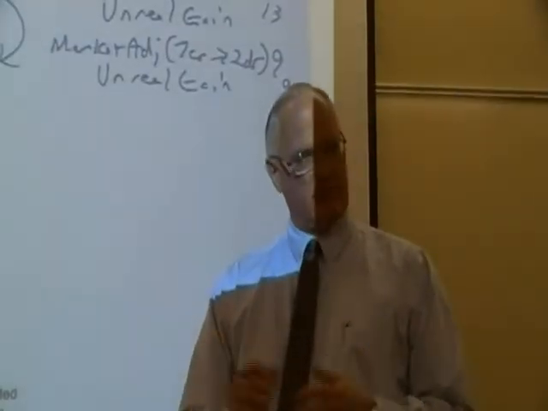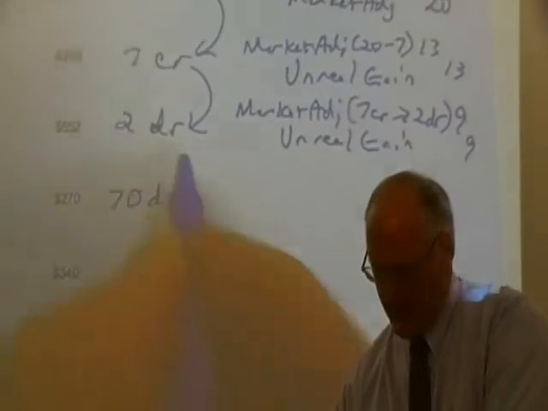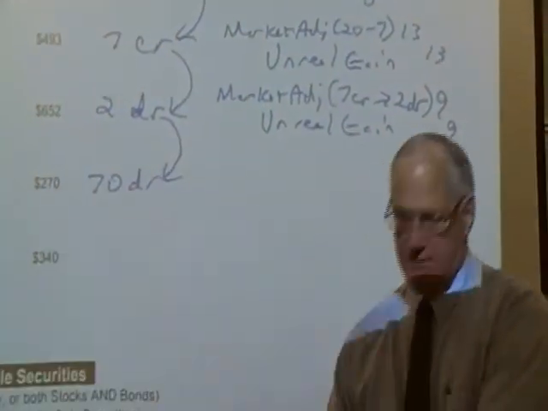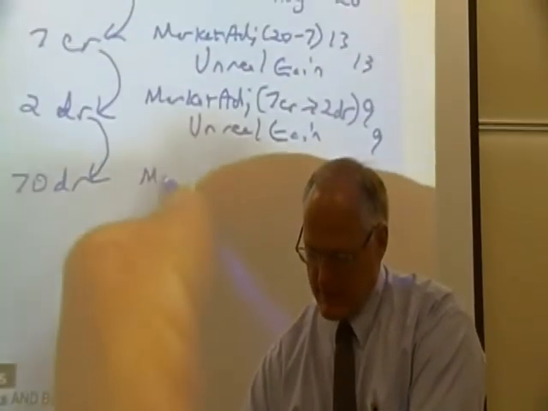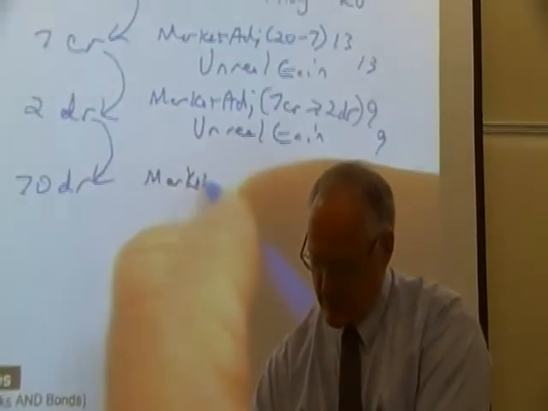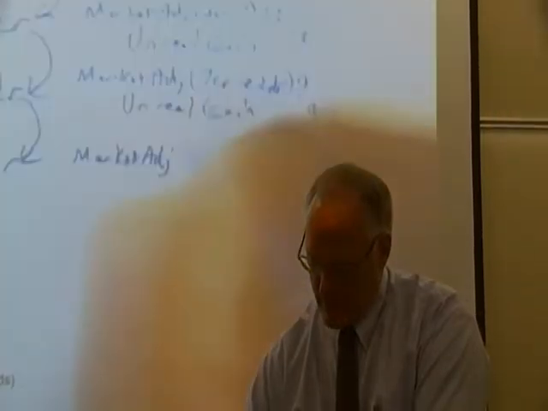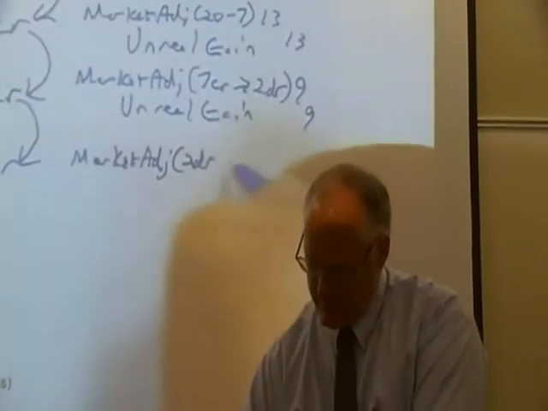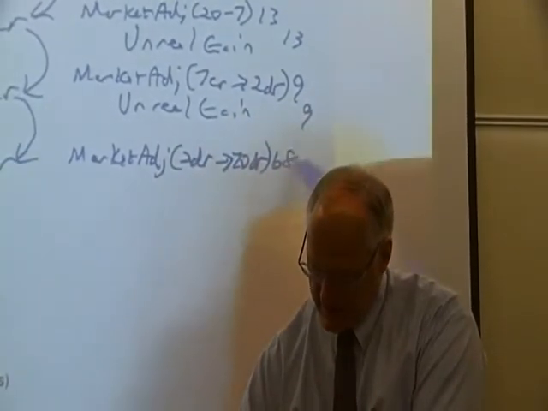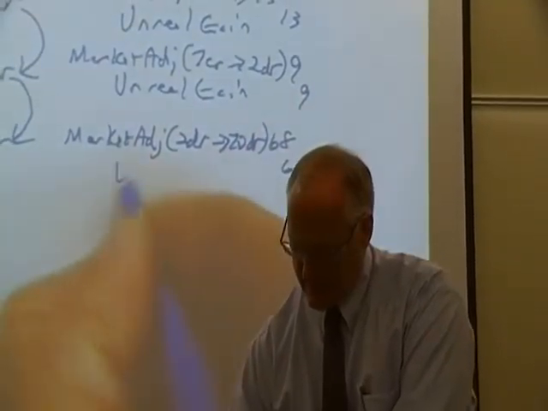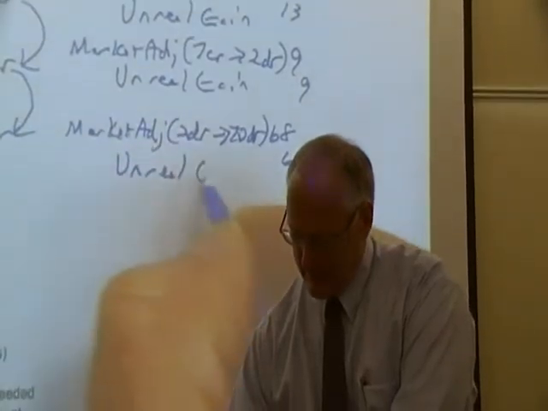Now the following year, book is $200, market's $270. Market is way above book. We finally did a good job of doing some investments, picked some winners here. So we have a $2 debit, but it now needs to be a $70 debit. So the market adjustment is getting bigger on the debit side. So we'll debit market adjustment to make it go from last year's $2 debit balance to this year's $70 debit balance. That would be $68. And since we need a credit, that would be an unrealized gain.